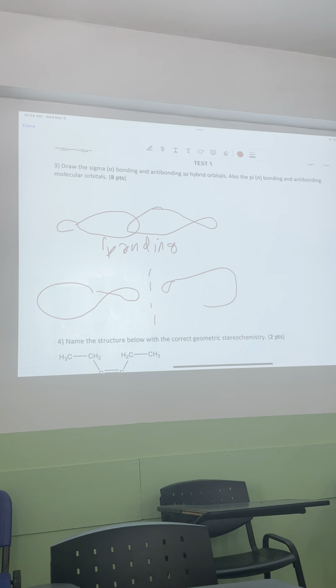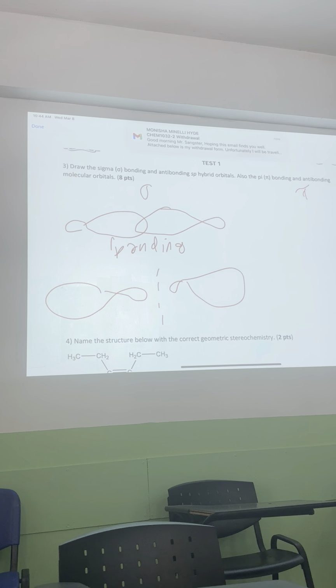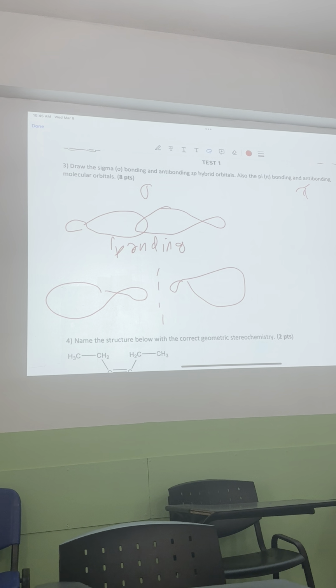For the pi, the bonding had to do with like this, where there was overlap here, or anti-bonding was like this. So this was the pi. Does that make sense? That was kind of what I was doing.